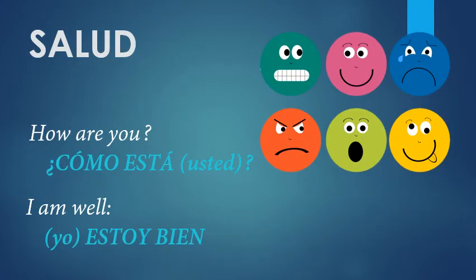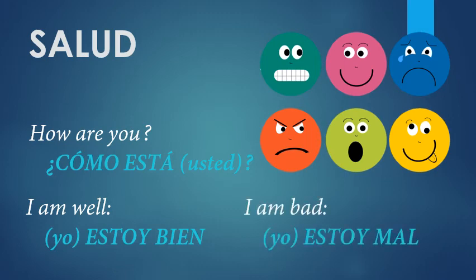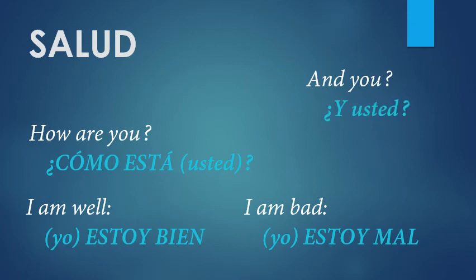So back to our mini dialogue. How are you? ¿Cómo está? I am well. Estoy bien. But what if you're not bien? What if you're bad? Estoy mal. So well is bien and bad is mal. And you? Y usted? Okay, y usted, because y means and.